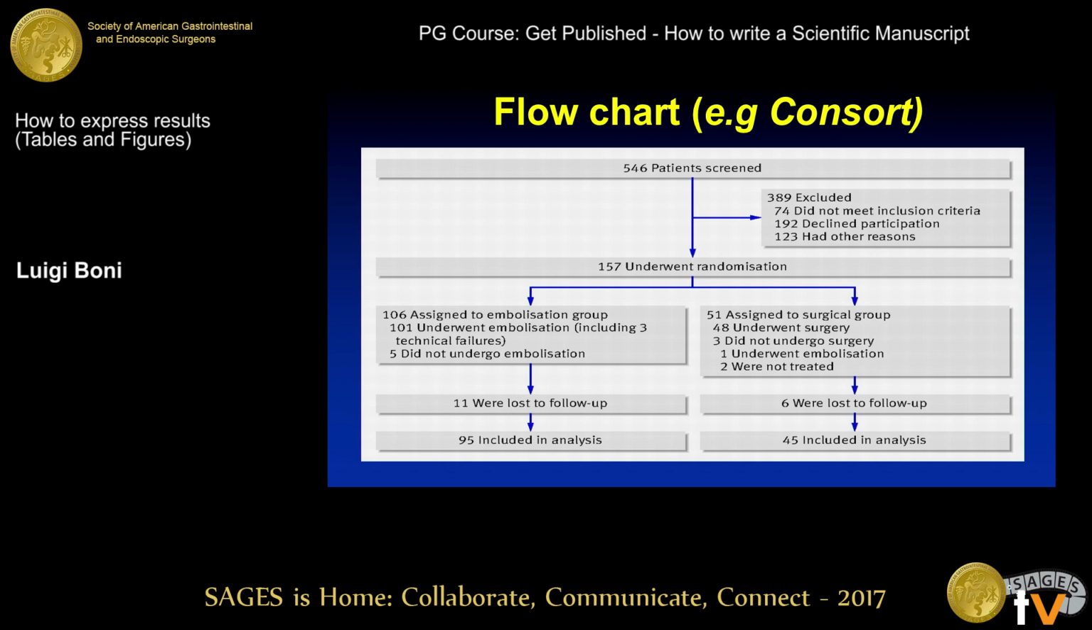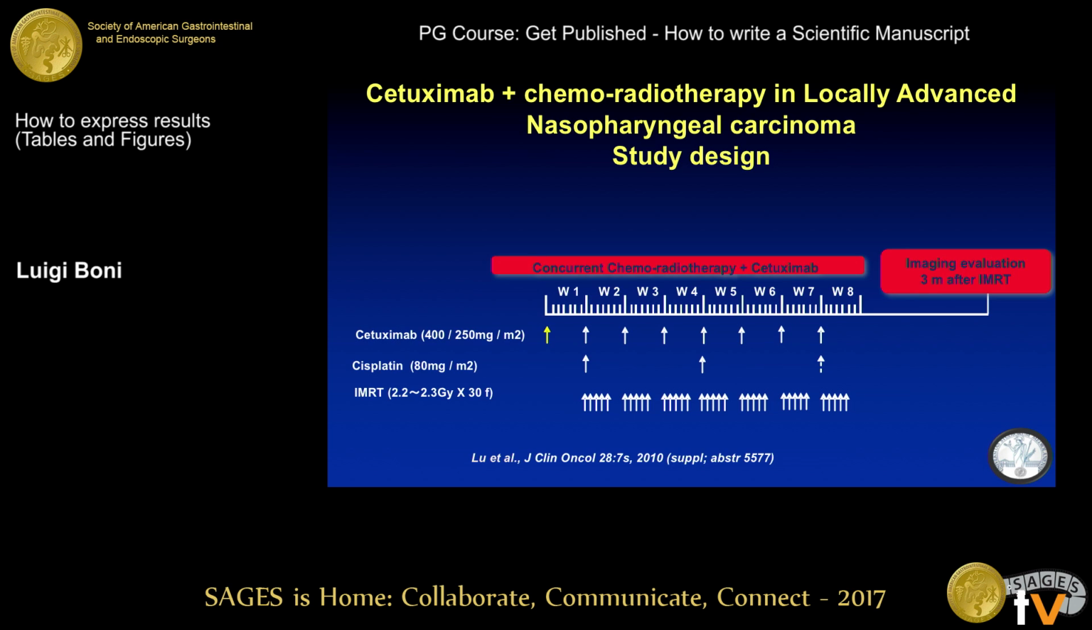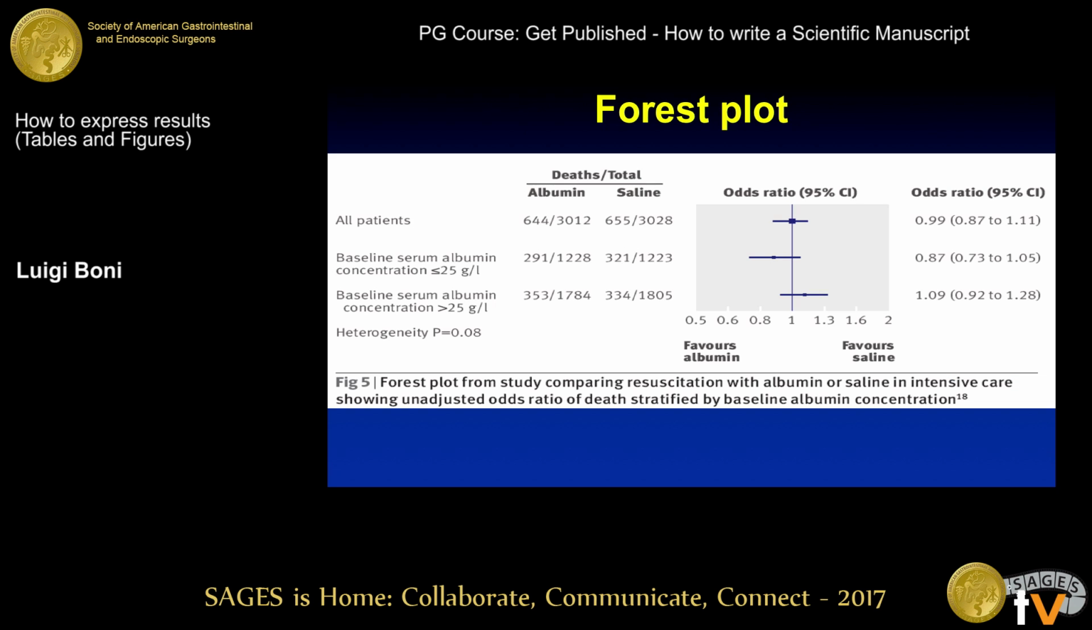You can also use a flow chart when it's needed, especially for a randomized control trial, where you want to explain your randomization process and your recruitment process. That is extremely important. And this is a nice illustration for the administration of chemotherapy regimens that are different.